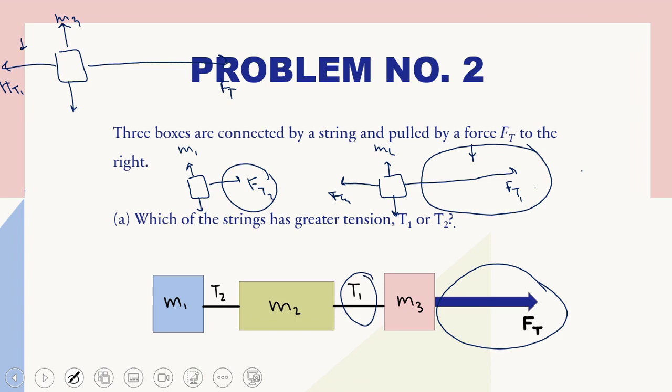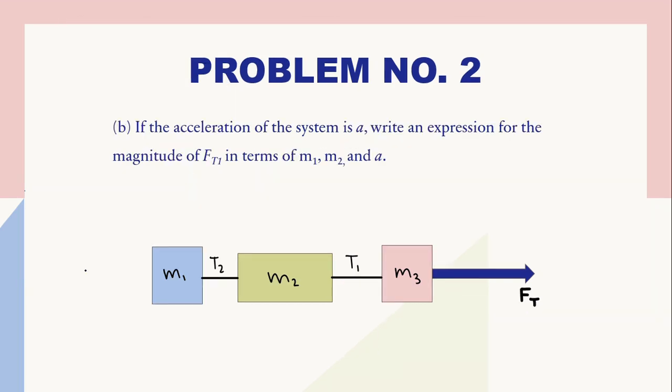But we honestly don't even need FBDs to figure this out. We know that all 3 boxes accelerate at the same rate, and Ft1 is responsible for accelerating 2 boxes, while Ft2 is only responsible for accelerating 1. So Ft1 must have greater tension in order to accelerate that greater mass. Part B. If the acceleration of the system is A, write an expression for the magnitude of Ft1 in terms of M1, M2, and A.